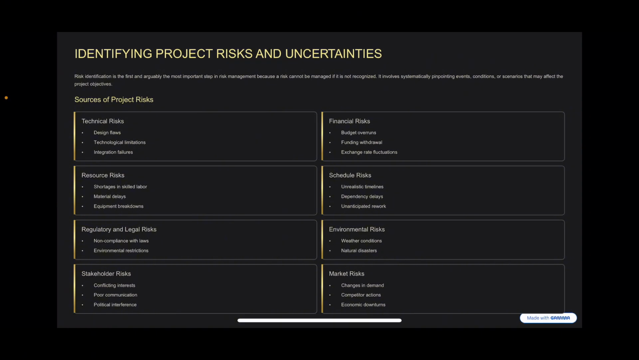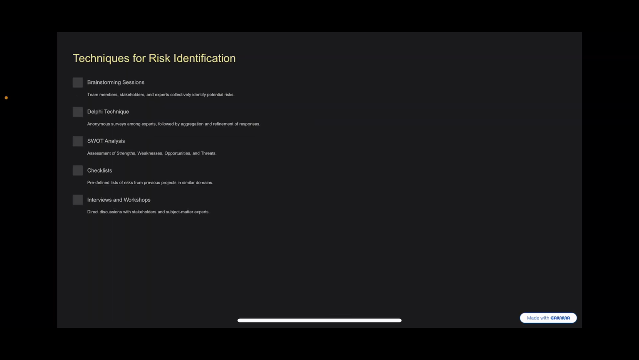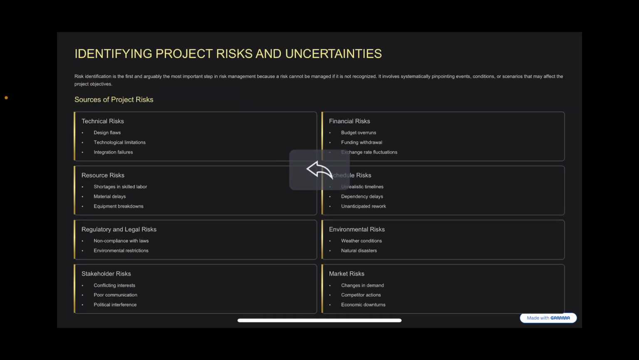We have the regulatory and legal risk. This involves non-compliance with the law and environmental restrictions. We have the stakeholders' risks, which involve conflicting interests. Sometimes the way you want to go is not where the stakeholders want to go. They might not see the long-term vision. They might not see what you are seeing as a person, probably because you've been involved in similar projects for a long period of time. So they might not really see what you are seeing.